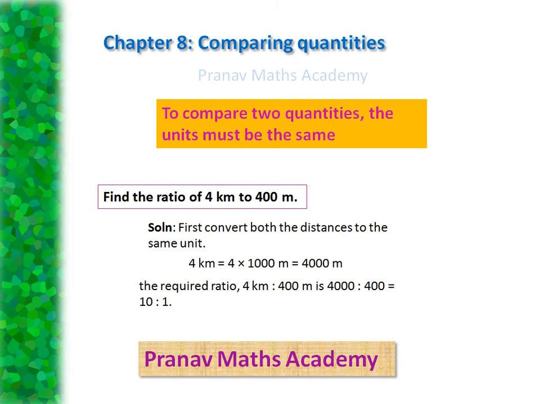Chapter 8, comparing quantities. To compare two quantities, the unit must be the same. For example, find the ratio of 4 km to 400 meter. Here these two data are in different units, so we have to convert kilometer to meter. To convert kilometer, 1 kilometer is equal to 1000 meter. Therefore, we have to multiply 4 by 1000. We get 4000 meter. Then we have to find the ratio of 4000 meter to 400 meter. Therefore, we get 10:1.